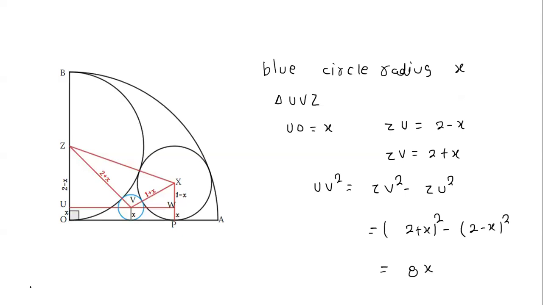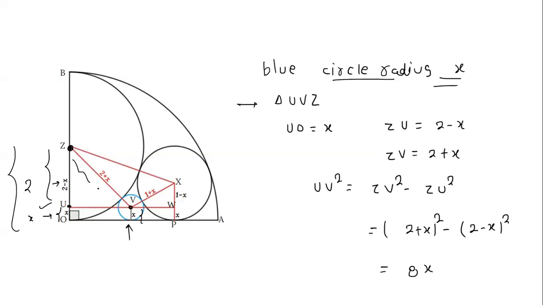So you see this figure. In this figure, let's assume the blue circle radius is this small x. So our goal is to find the value of the small x, which is the radius of this blue circle. So now you see the triangle UVZ. This is U point, this is V point, and this is Z point. So we know if this is x, then this distance UO is also small x. And we know this whole distance is 2, so this remaining distance is simply 2 minus x.